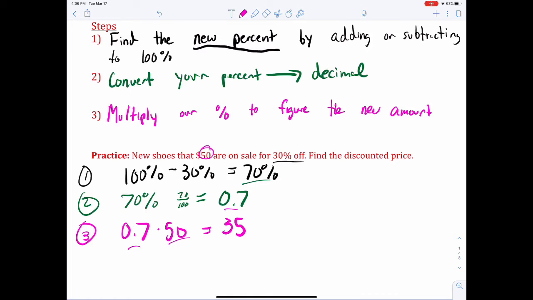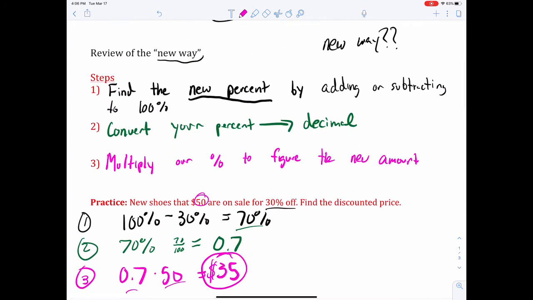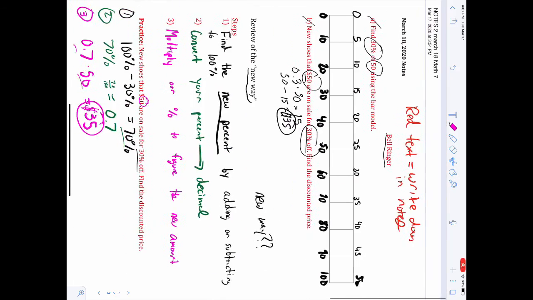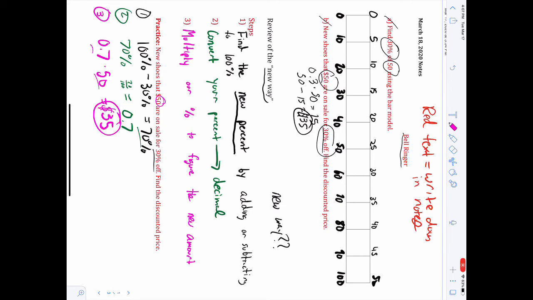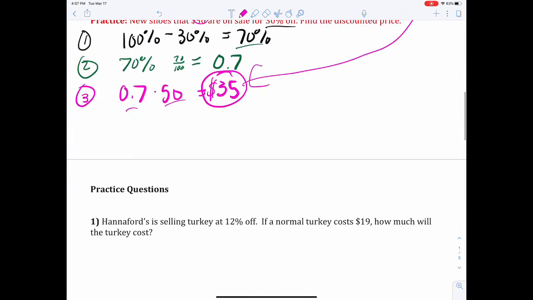Ask yourself, what do you notice about $35? Where have you seen that before? Where have you seen the $35 before? It should be right here. You know? It should be right there. Both ways, you're getting the same answer. I need you to practice the new way again today. So that is what we did yesterday. But I do need you to practice again today.